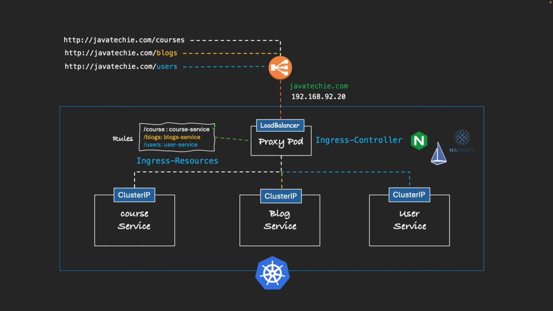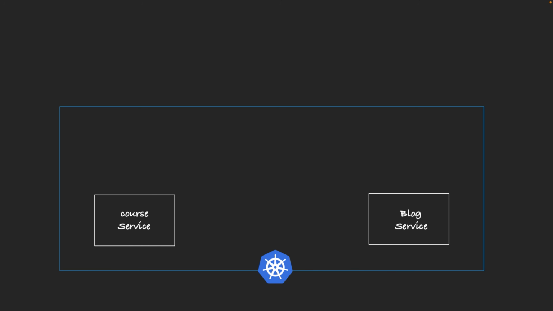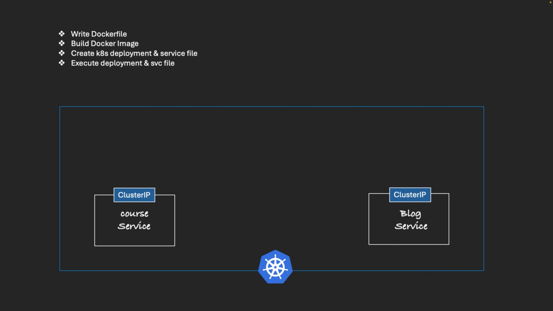Now I hope you have a clear understanding of what Ingress is and why it's so essential in Kubernetes, and I believe you probably don't even need a formal definition anymore. If we are all on the same page, let's look at the flow we'll use to demonstrate Kubernetes Ingress in practice. Basically, we'll create two simple microservices, course and blog, and then run them in a Kubernetes cluster with ClusterIP service. So to run an application in Kubernetes, we follow a very basic setup, right?